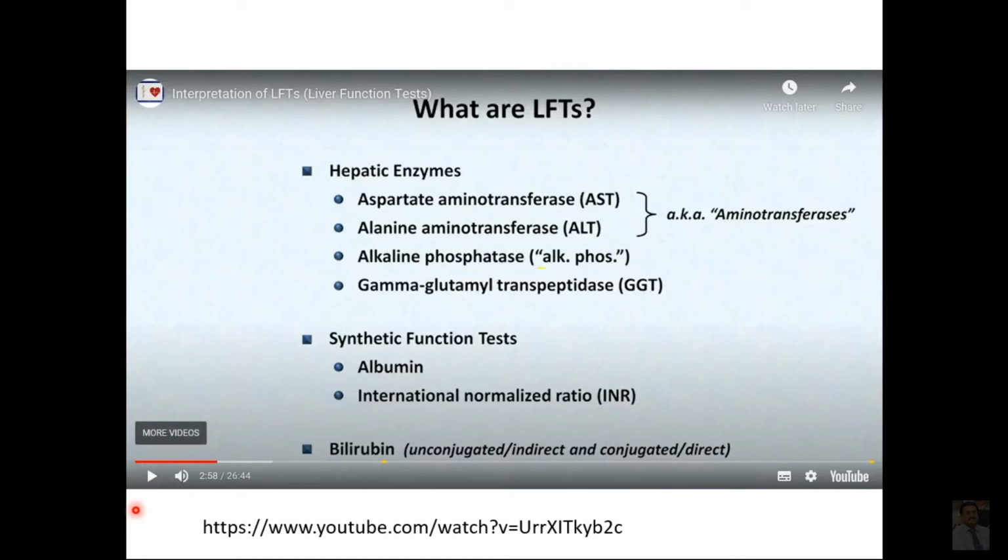Okay, these LFTs may be used for assessing the liver by the use of hepatic enzymes, synthetic function tests, and the bilirubin levels. All three are very important. We already studied the different aminotransferases: aspartate aminotransferase, alanine aminotransferase, alkaline phosphatase, and gamma glutamyl transferase. And synthetic function tests like albumin and INR. INR is a blood clotting measure, the international normalized ratio of blood clotting, called the INR number. That is very important.